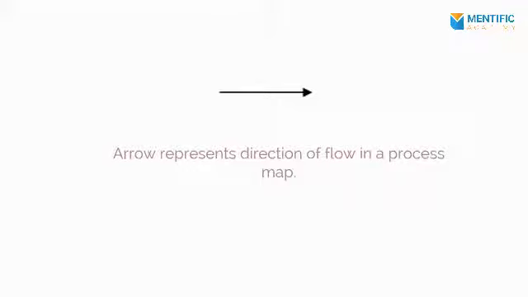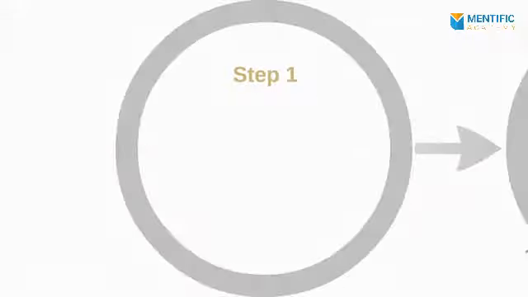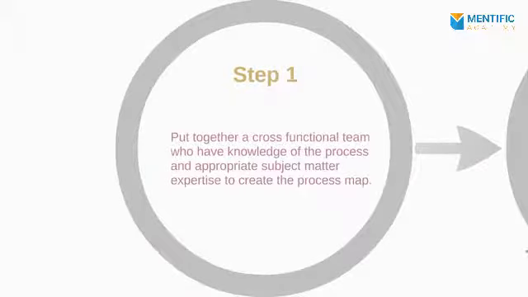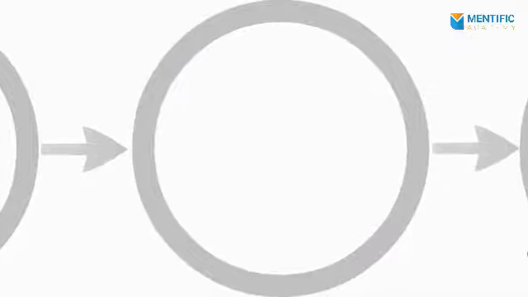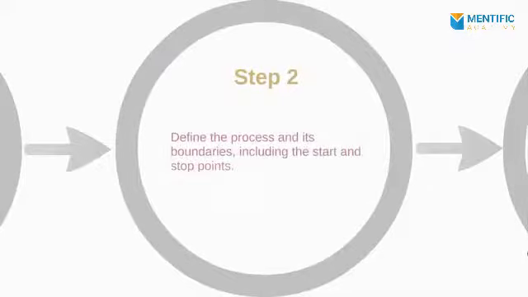Now that you know the symbols of a process chart, what are the steps involved in creating a process map? The first step is to put together a cross-functional team who have knowledge of the process and appropriate subject matter expertise to create the process map. The next step is to define the process and its boundaries, including the start and stop points.